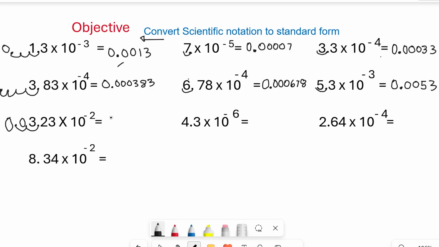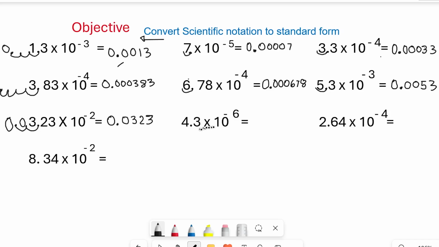So then the answer for this, the whole number is 0. Then I'm going to rewrite 0, 3, 23. Okay. And if we count the units, it used to be here, right? 1, 2 units. So this is the answer. Okay.